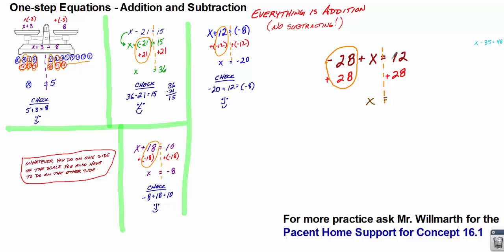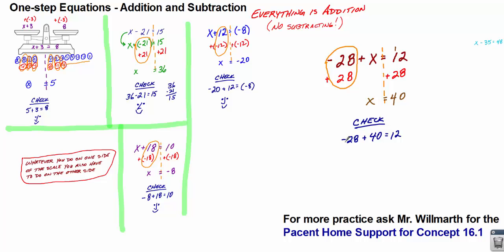What's 12 plus 28? Well, 0, carry a 1. We've got 40. Let's see if that checks out. Here's our check. If you have negative 28 and you add positive 40, does that equal 12? You bet it does. Because you have 28 negatives, they're going to cancel 28 of these positives out, and that leaves 12 positives.